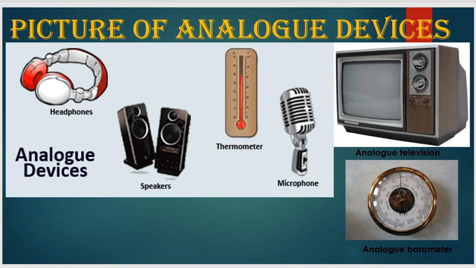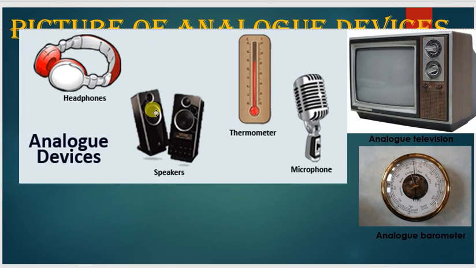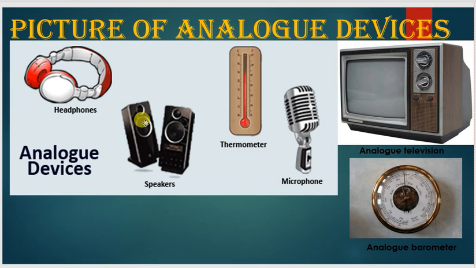So as you can see on your screen, these are pictures of analog devices. The first one, we have the headphone, which is also an output device. We have the speaker. The speaker works the same as the headphone. They all give out sound.